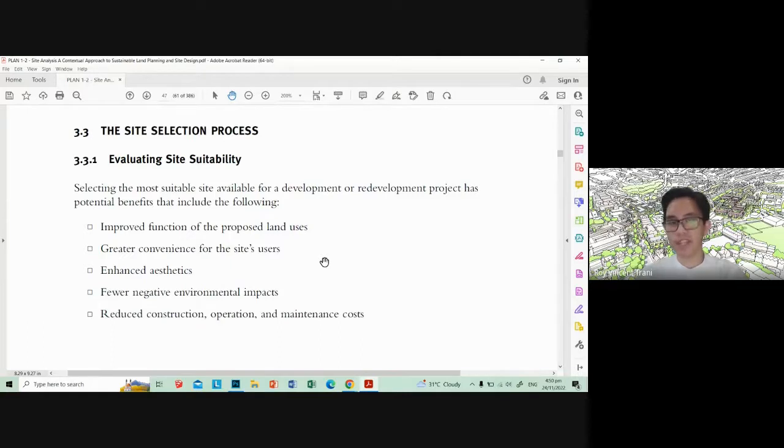function of my building? Once you have a building type, you determine what's inside, what problem you're trying to solve. Does the site improve how your building functions, or does it hamper or make your building function less efficiently? And then if you have the proper site, it should provide greater convenience for the site's user.